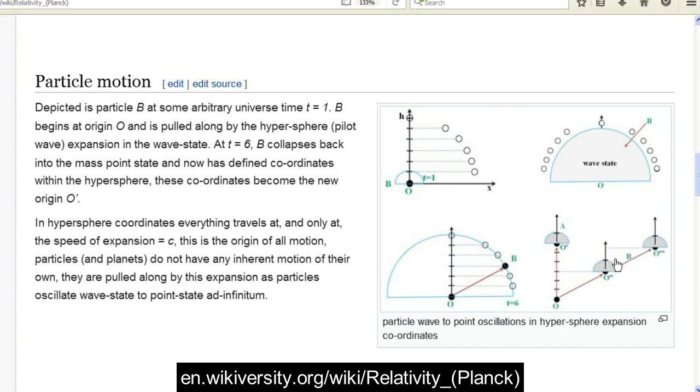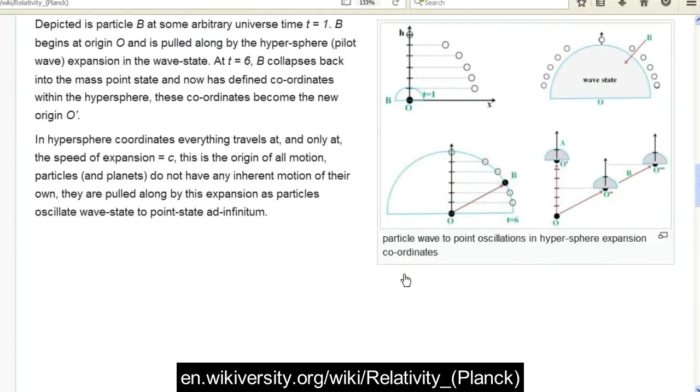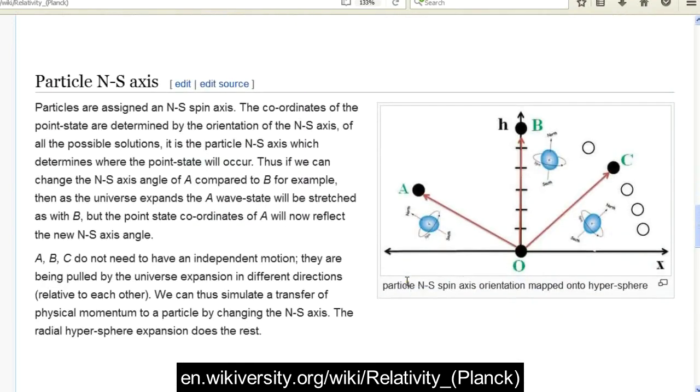And so particles do not have any inherent motion of their own. They are pulled along by the expansion of the universe itself. Without this expansion, there would be no motion within the hypersphere. Now, the wave state expands radially, and so how does the particle know where the point state will occur? For this we give the particle a north-south axis. And so although expanding in wave state throughout this diagram, the point state will collapse in the direction of the axis of this north-south spin axis.